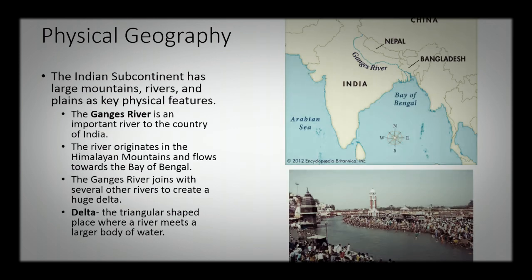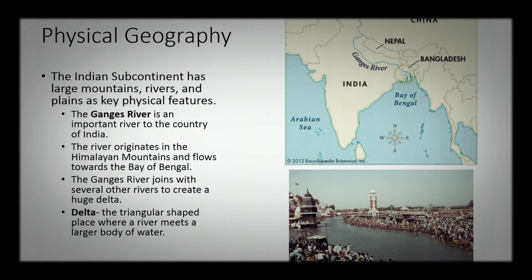You have a couple of important rivers on the Indian subcontinent. First, we have the Ganges River, which originates in the north in the Himalayan mountains, and it flows downhill through India, and it exits into the Bay of Bengal through Bangladesh. And the Ganges River gets quite wide and quite voluminous because it actually flows together with several other rivers, and it exits into the Bay of Bengal by way of a delta. So very, very similar to the Nile, the Ganges River creates a delta, which is a triangular-shaped place where a river meets a larger body of water.